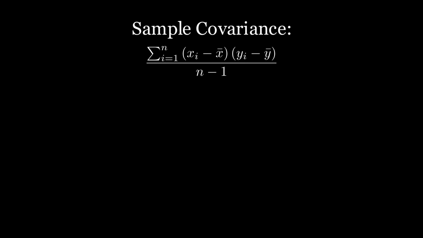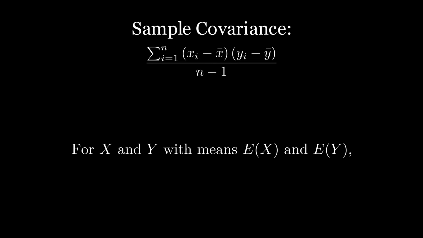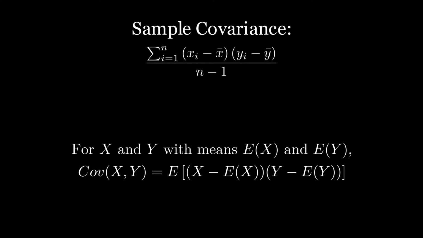In general, if we have two random variables x and y, which have population means of the expected value of x and expected value of y, their covariance, denoted by COV(x, y), is the expected value of the product of deviations from the means. The expected value on the outside takes the role of the averaging we just saw in the example.